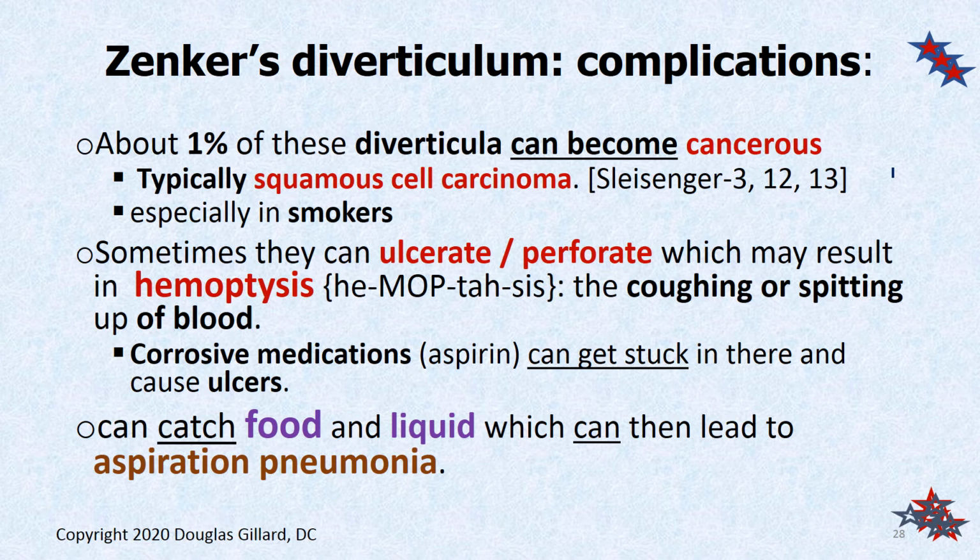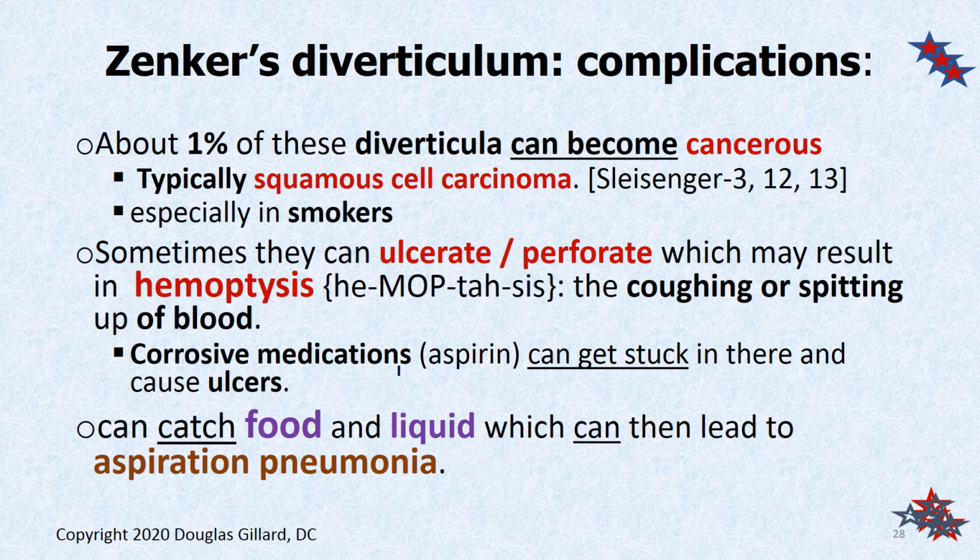About 1% of the time they can become cancerous, turn into squamous cell carcinoma, especially in smokers. Sometimes they ulcerate and perforate to the point where you can get bleeding into the esophagus and you might start spitting up blood, which is called hemoptysis again. It's coughing or spitting up blood. Not a pink frothy sputum, though, remember that comes from the lungs, from pulmonary hypertension and pulmonary edema. Medications can cause these, like chronic use of aspirin. Oh, I don't think we came to that slide yet.